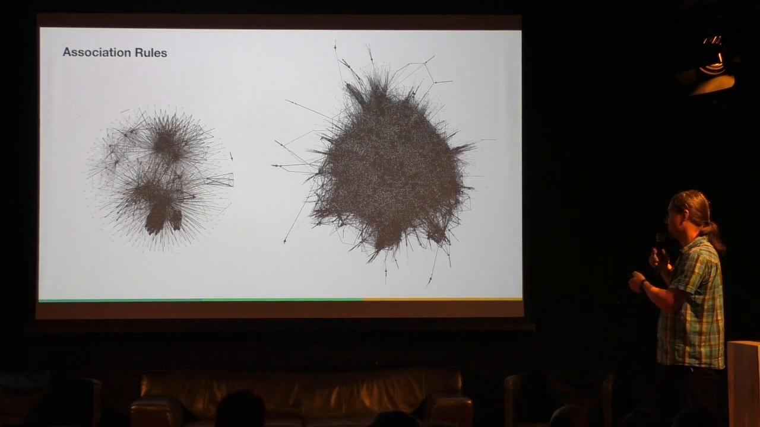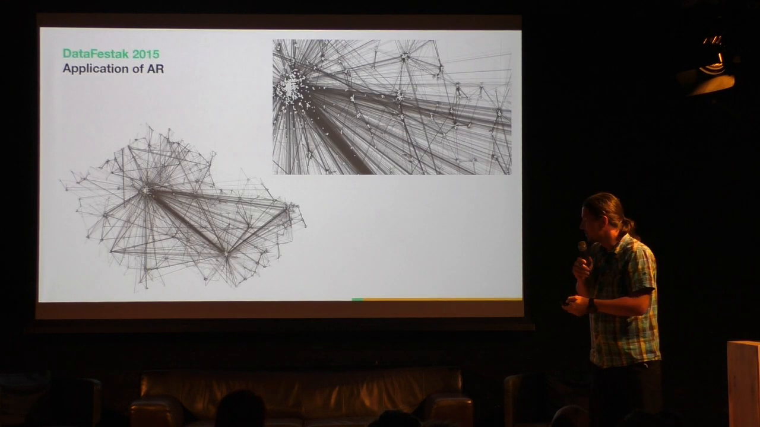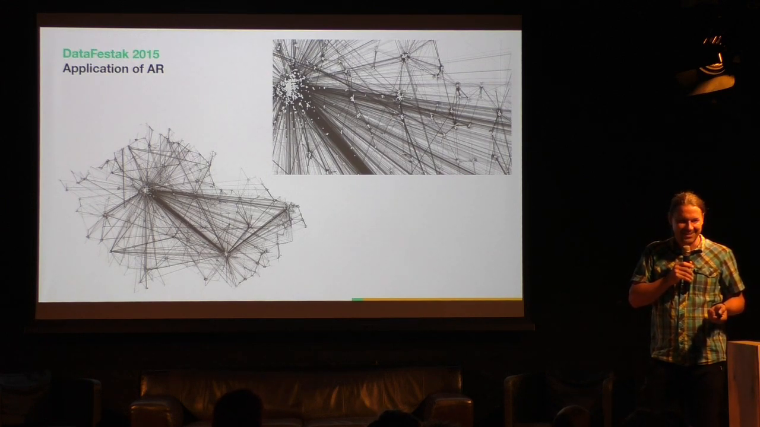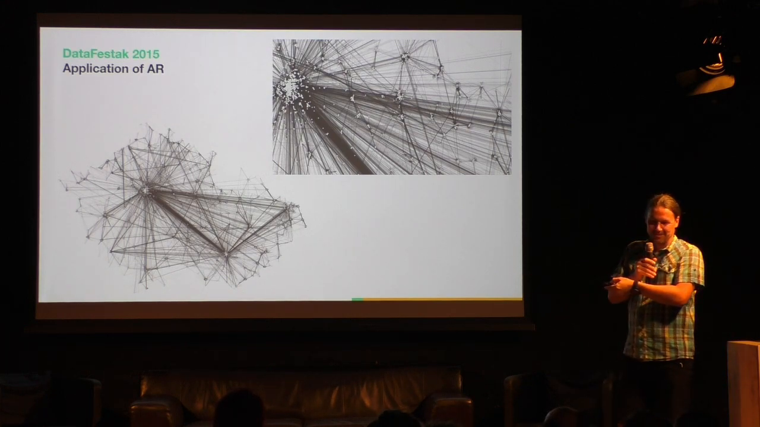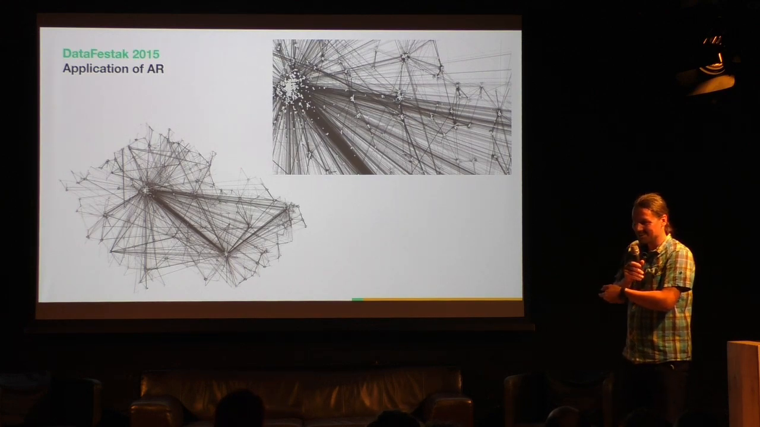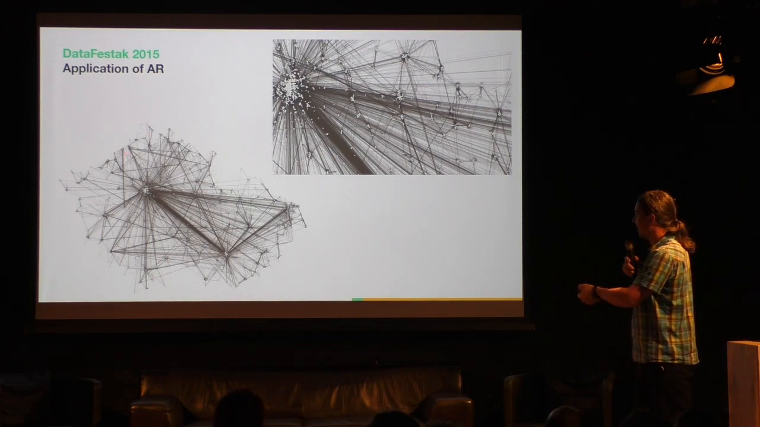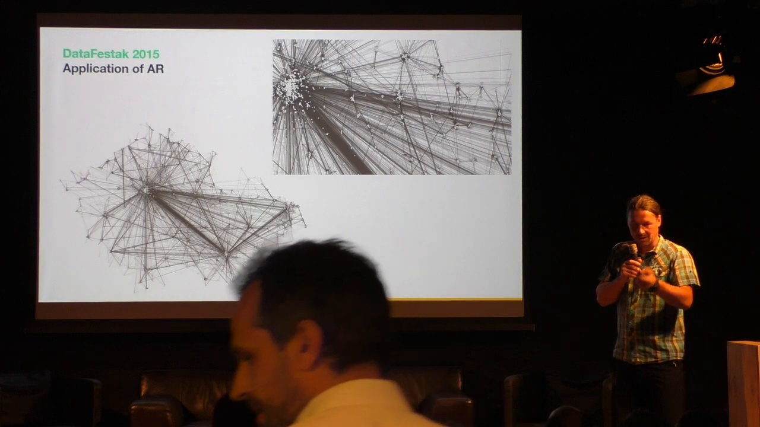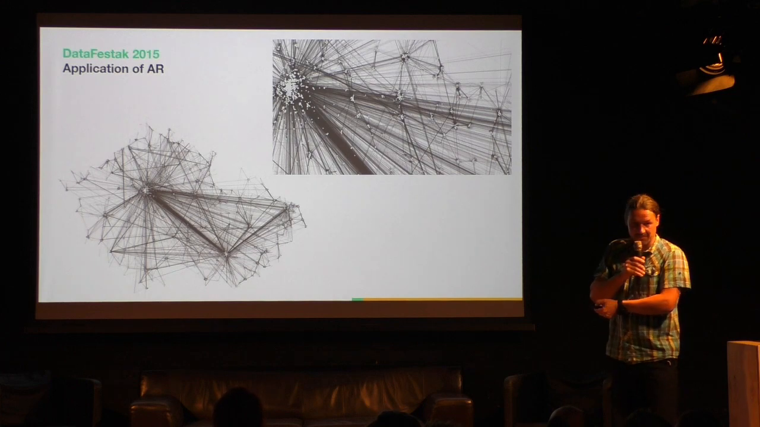So here you can see some examples of how we use it. This is quite a nice application we did at Data Festival in 2015. It was from card holder data provided by Česká spořitelna, and these items here, dots, are places where you can use your credit card, and these are the transactions, frequent transactions.